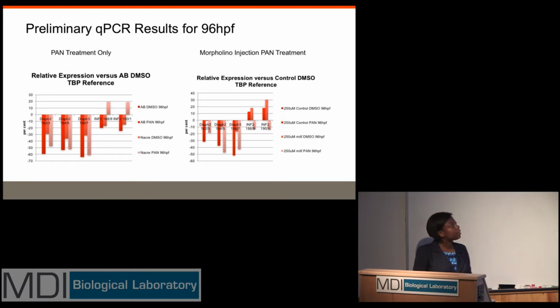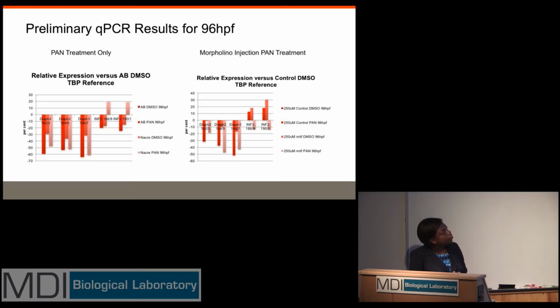And if we take a look at the PAN treatment only, all of this is compared to our AB DMSO. So for our AB PAN, our NOCRA DMSO, and our NOCRA PAN, we see a downregulation of diaph2 and diaph3 as compared to our AB DMSO.